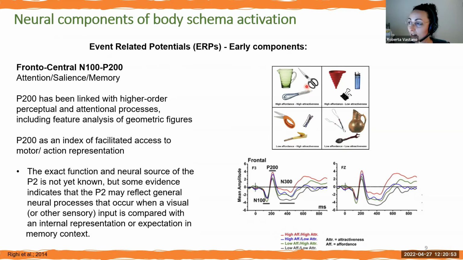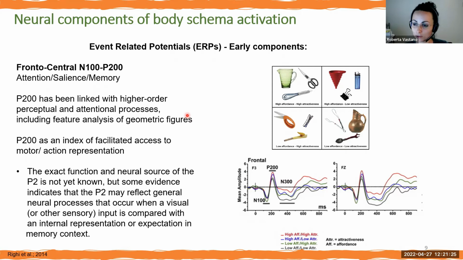These objects were divided in different clusters, for example, high affordance and high attractiveness versus low affordance and low attractiveness. And the authors found that the P200 in the frontal area is higher for objects that evoke high affordance and high attractiveness. So the P200 has also been considered as an index of facilitated access to the motor or action representation.